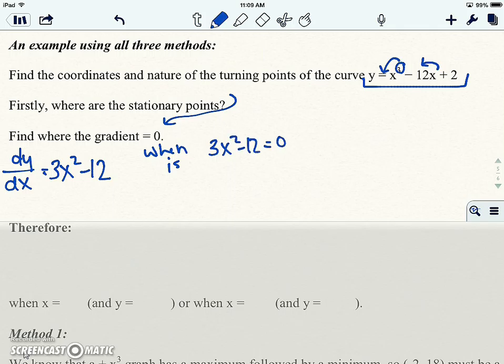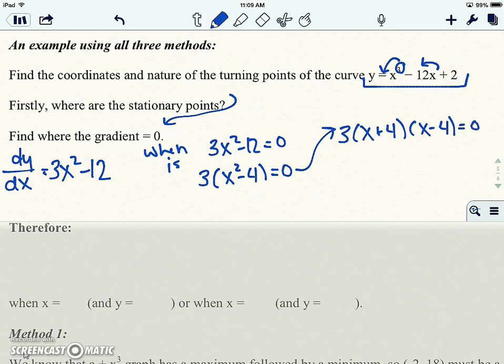To solve this, we could factor or solve by taking the square roots. I'm going to go ahead and factor out a 3, and I get x squared minus 4 equals 0. Now if I factored the x squared minus 4, I'd get x plus 4, x minus 4 equals 0. Therefore, the function is 0 when x is negative 4 and 4. So that's going to be the x where I have a stationary point.